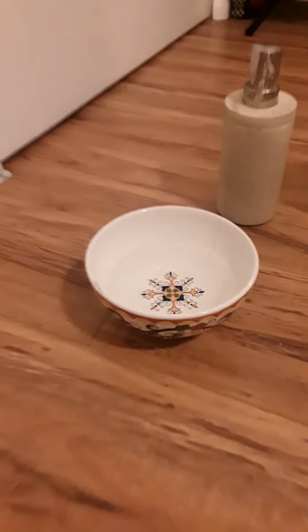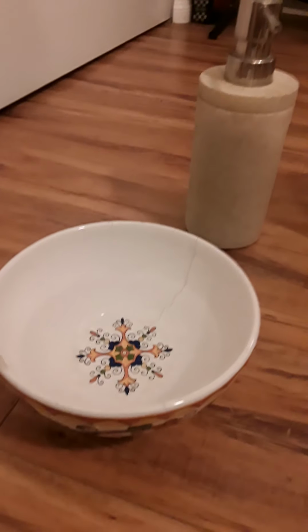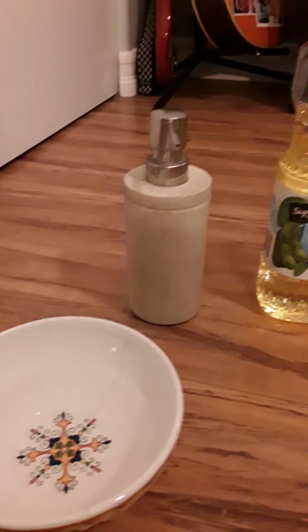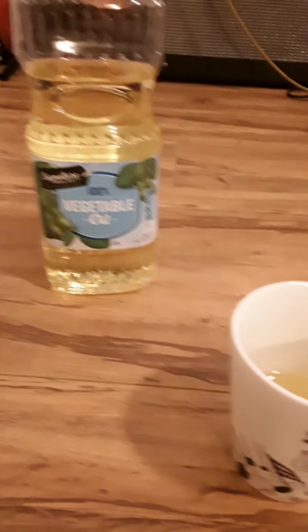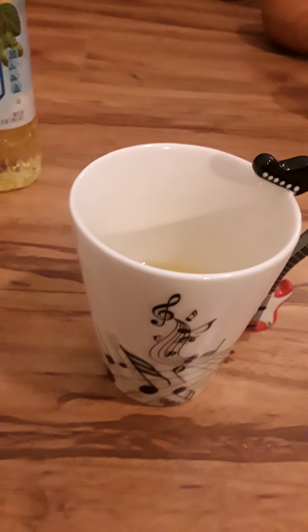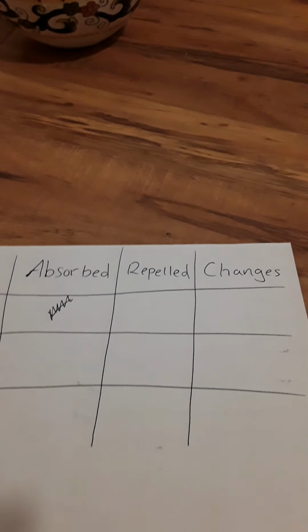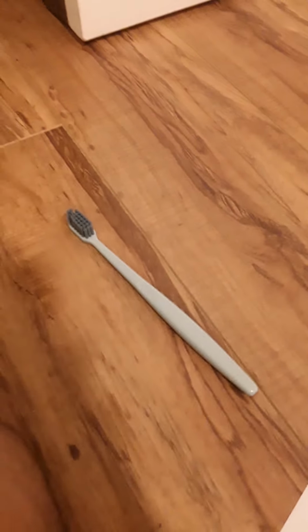So the materials we'll need are the water, of course. We have our liquid soap here. Vegetable oil, which I've also placed in the cup here. A chart. A feather. And a toothbrush.